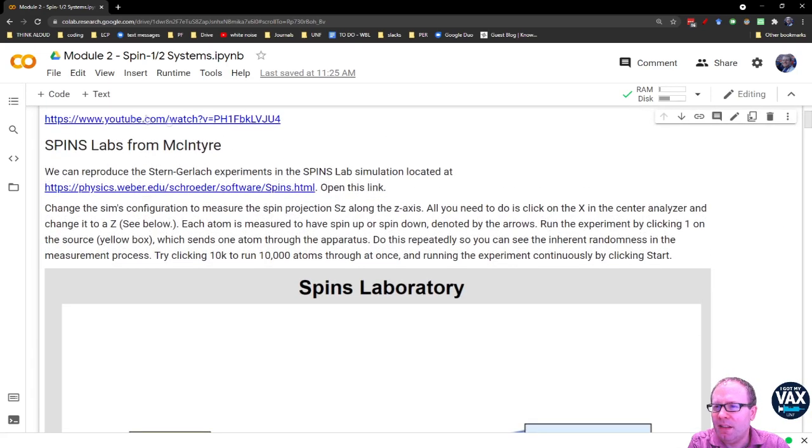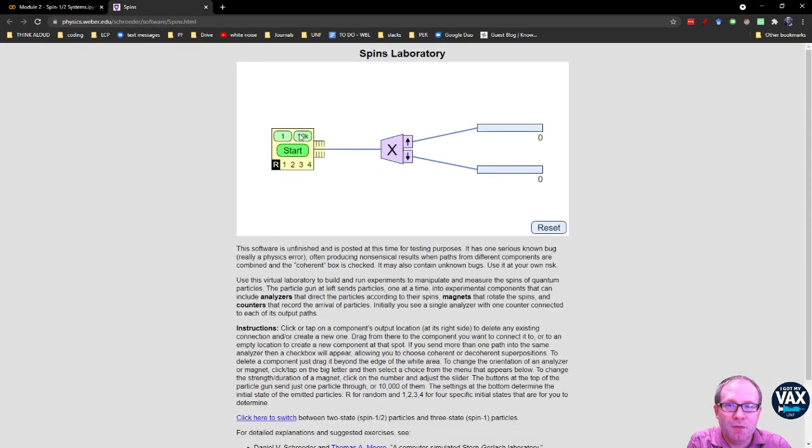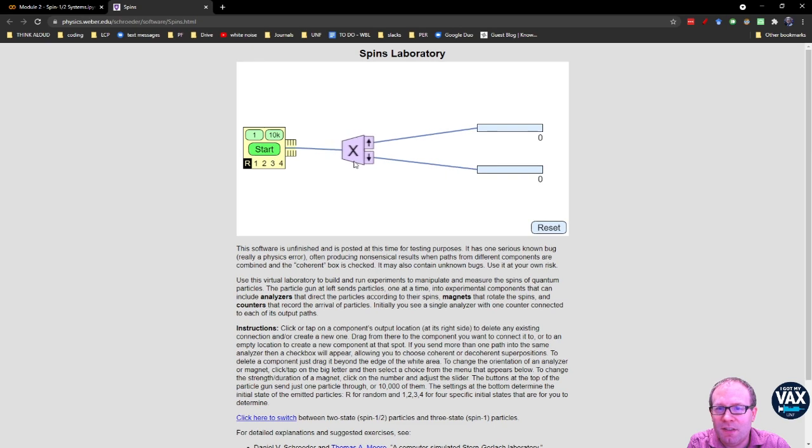So we have here a link to a simulation that will run you through these strange experiments involving spin. It's a pretty straightforward system to use. You have a source here of electrons. I can click and drag that over. You have a detector here. I think they call it an analyzer. And then you have the two outcomes here, these two measurements.